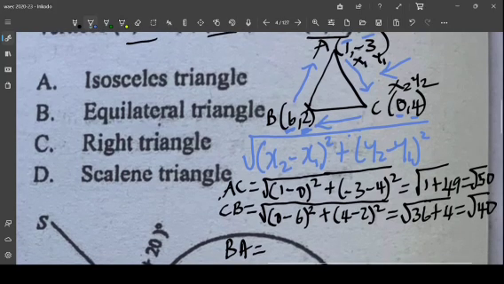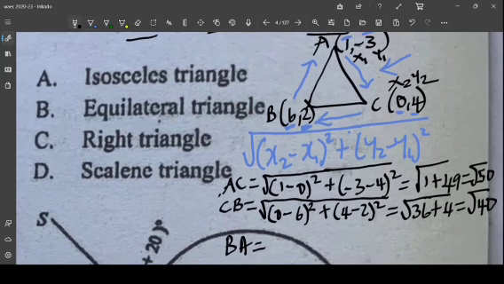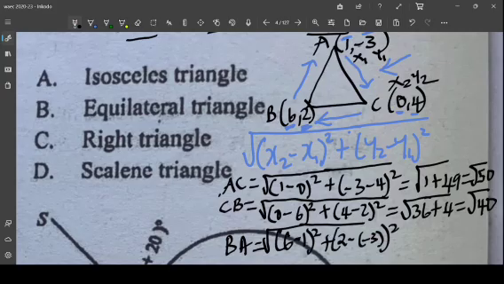So that's going to give me the square root of (6 minus 1) all squared plus (2 minus 3) all squared. So let's move. What is 6 minus 1 squared? That is 5 squared. What is 5 squared? It is 25. Plus, what is 2 minus minus 3?